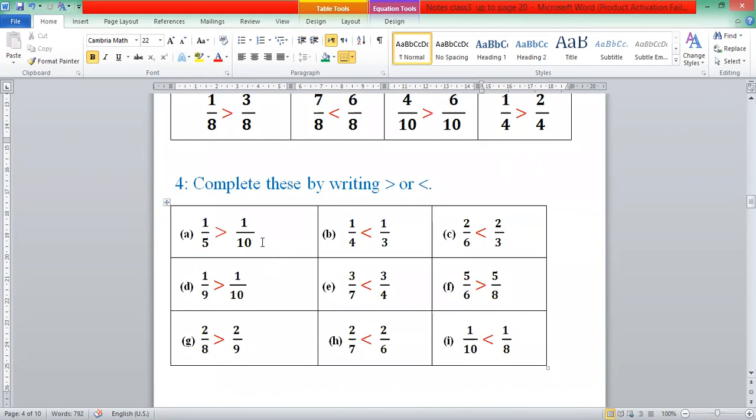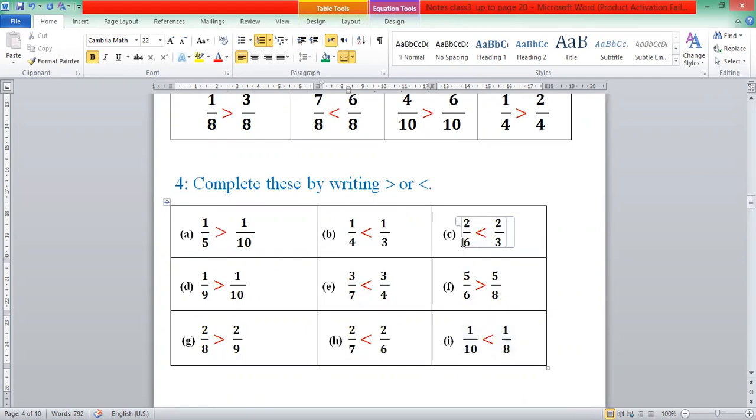Look at the first box. In the first box, 1 over 5, 1 over 10. 1 over 5 is greater. Therefore, we will write 1 over 5 is greater than 1 over 10. In the second box, 1 over 4 is less than 1 over 3. 1 over 4 means one part out of 4 and 1 over 3 means one part out of 3. It means the area covered by 1 over 3 is greater than 1 over 4, as I told you before.